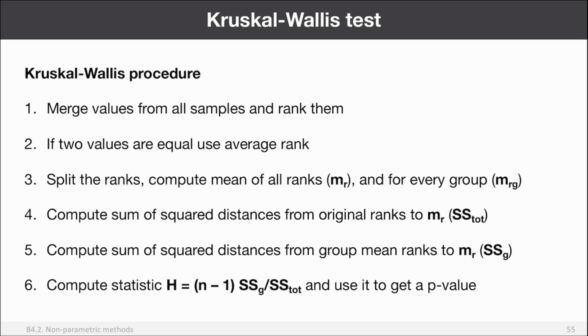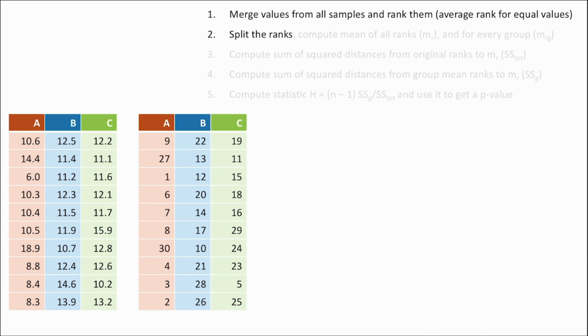Again, you can see the step-by-step guide here, but I will show you all these steps in a minute just by using this example. So you will see all the calculations and so on. So step one, again, we need to merge all values and compute ranks, similarly to what we have done for the Mann-Whitney test. In this case, I don't have place to merge all the values, so you can simply trust me that indeed all these ranks are computed for all values together without splitting them into A, B, and C.